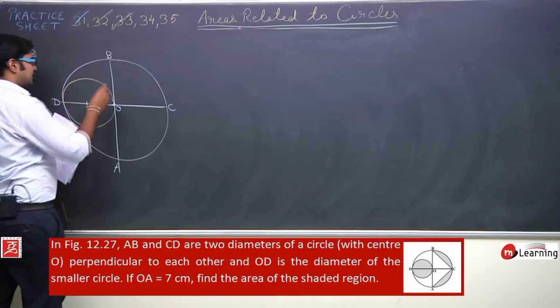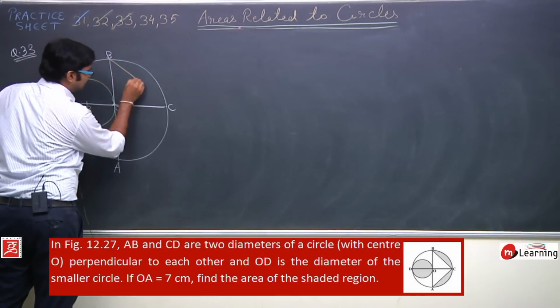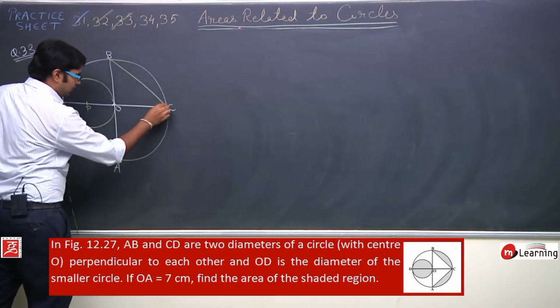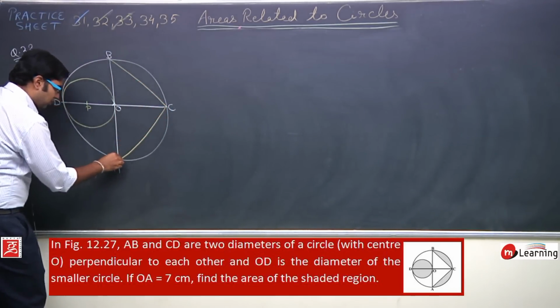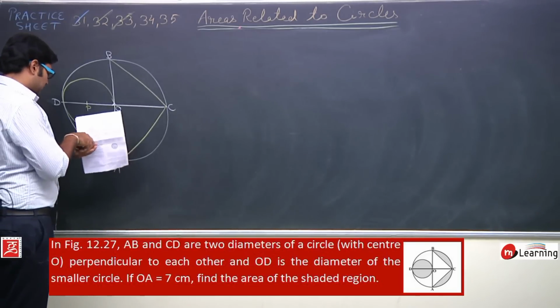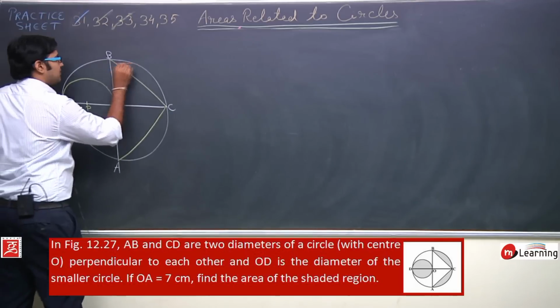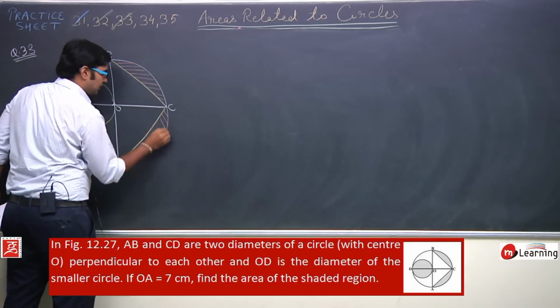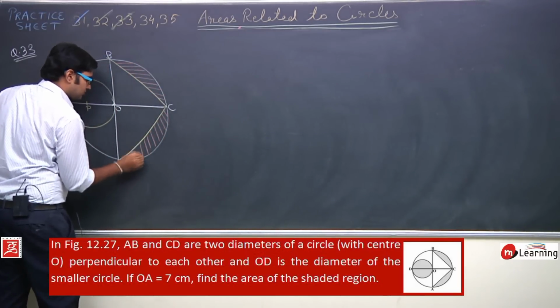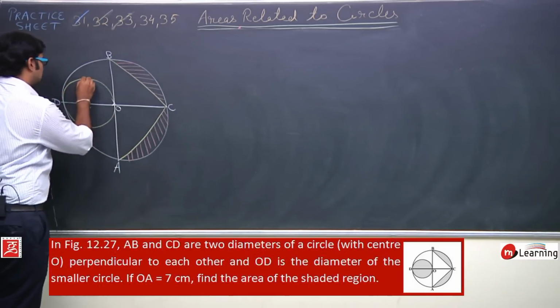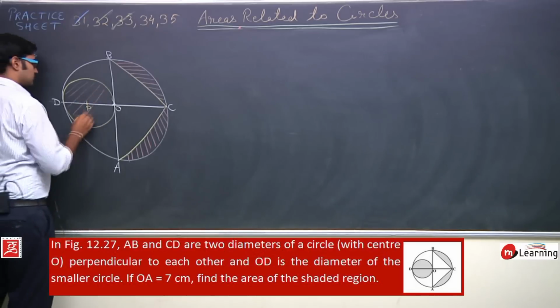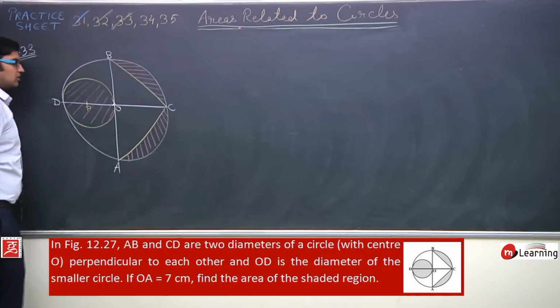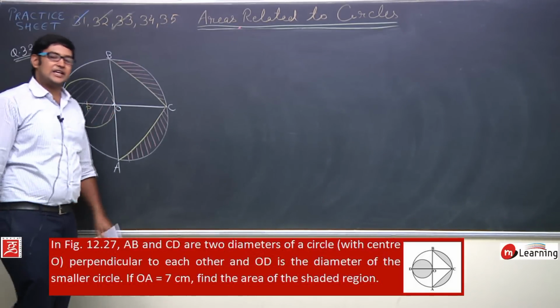What is the shaded region? Here I have joined B and C. So BC is a chord and AC is also a chord. The shaded region in this question is this part, then this part, then this circle. Now I need to calculate these three areas.